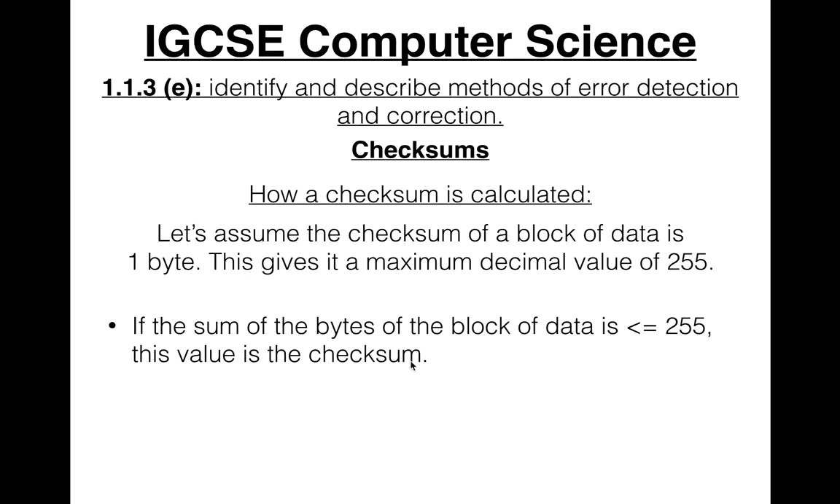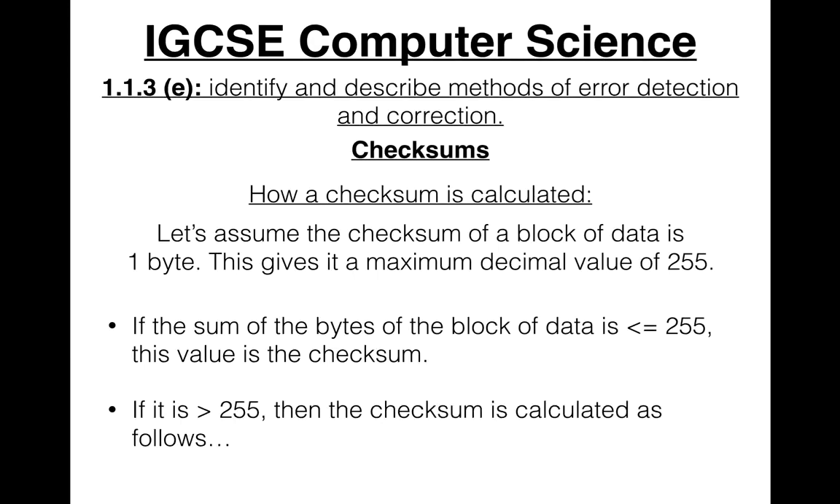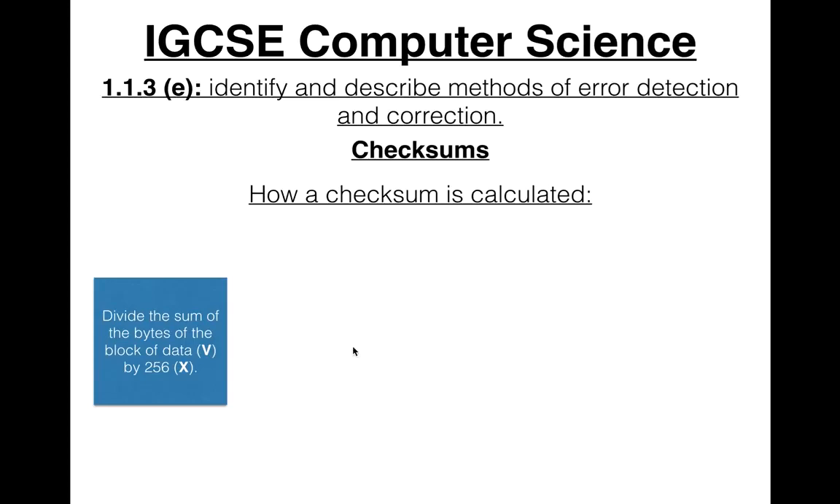So if the sum of the bytes of the block of data is less than or equal to 255, this value is the checksum. If it's higher than 255, then the checksum is calculated as follows. Divide the sum of the bytes of the block of data, we can give it the value v, by 256, and we get the value x.